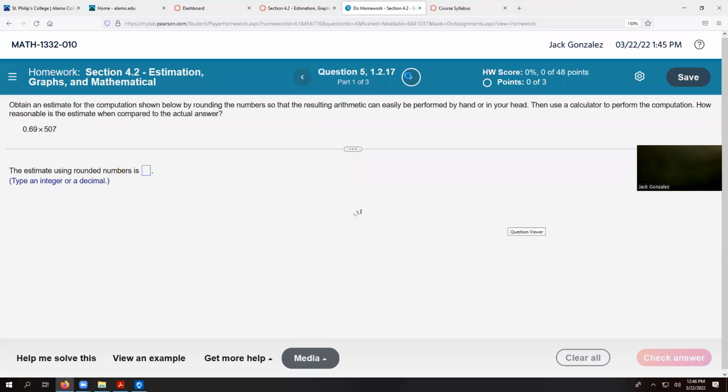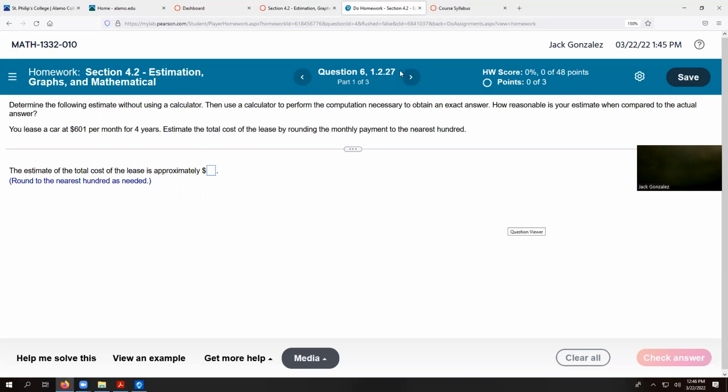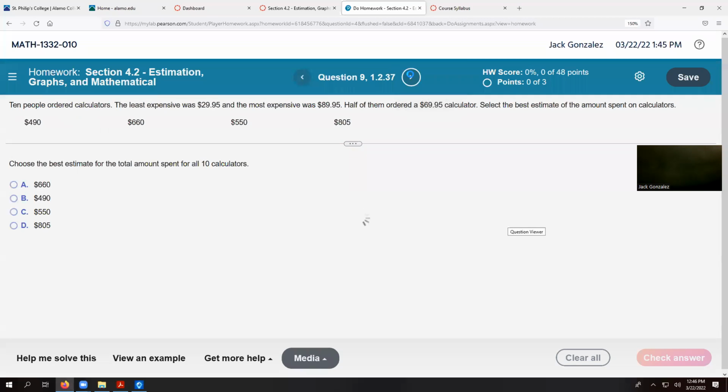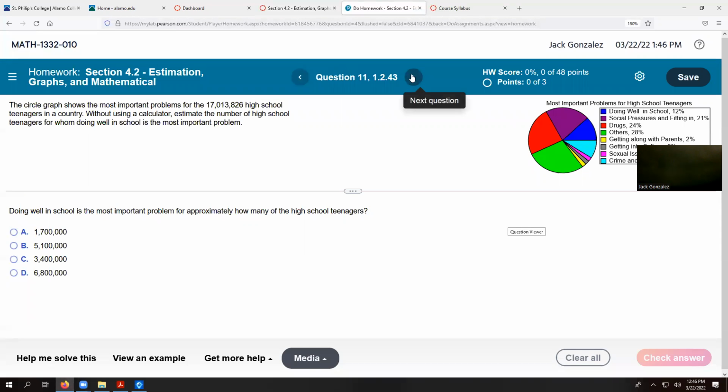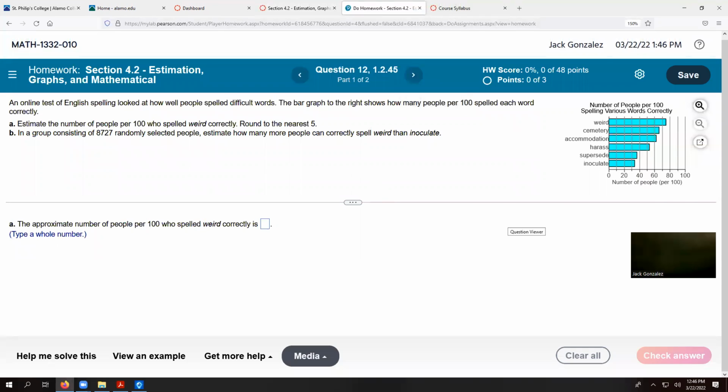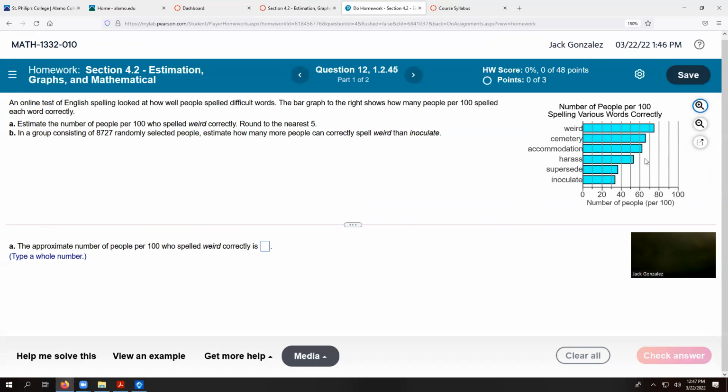The rounding question. Where are the graphs? Here's one. So an online test of English spelling looked at how well people spell difficult words. The bar graph to the right shows how many people per 100 spelled each word correctly. The words weird, cemetery, accommodation. Okay, I guess these are weird words to spell, or strange words. So the question is, what is the approximate number of people per 100 who spelled the word weird correctly? So all they want you to do is go to the weird and read the graph. So they're just testing you. Can you read the graph? Looks like what?